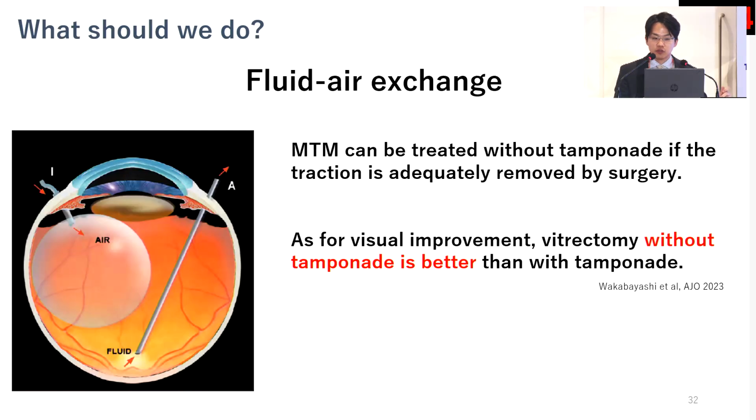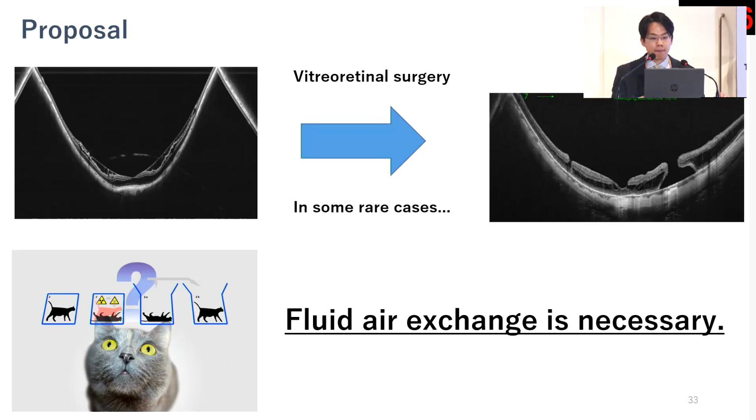My answer is fluid air exchange. Normally, MTM could be treated without tamponade if the traction is adequately removed by surgery. And also, some papers reported that as for long-term visual improvement, vitrectomy without tamponade is better than with tamponade. The eyes with palavascular abnormalities also have other vitreous adhesive lesions. And when we do vitreoretinal surgery for MTM, there is no case without a postoperative palavascular hole.